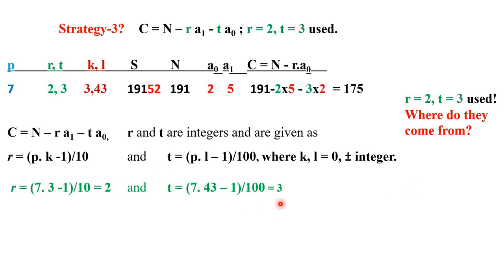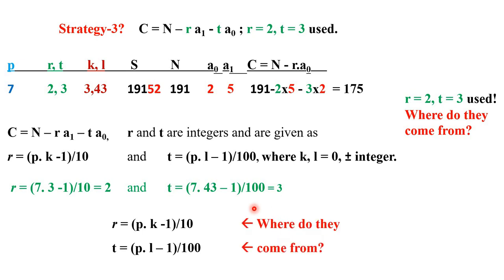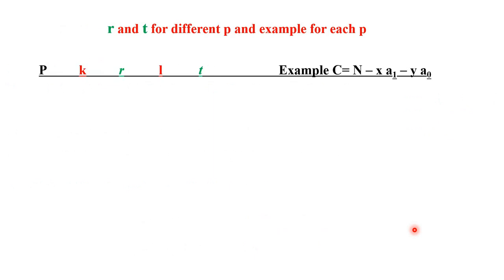So we have got the evaluation of why R equal to 2 and T equal to 3 were used, by applying this formula. But the question remains where this formula comes from, that R is (Pk minus 1) by 10 and T is (Pl minus 1) by 100, where K and L are 0 or plus or minus integers. These questions remain, and these are the most important questions, and I will give the answers in a while. But before that, let us see other terms.